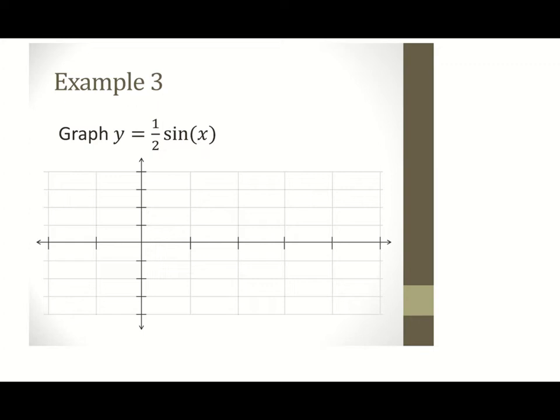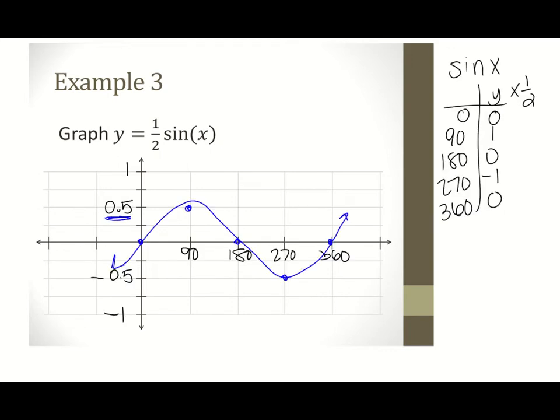Ta-da! We have our y equals 1/2 sine of x. So we took our sine starting at 0 and alternating, bouncing up and down, times 1/2. So the biggest thing is your scale. You may have had yours on the first line. That doesn't matter. The big thing is we know we're going from 0.5 to -0.5, and we're starting at 0 and ending at 0. And we've got the same shape going on here.